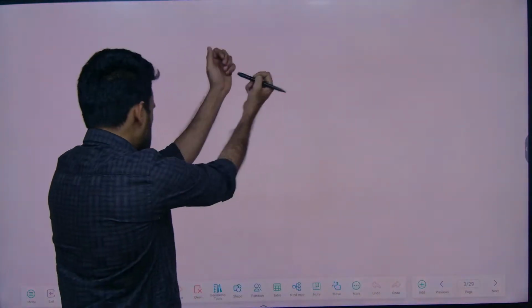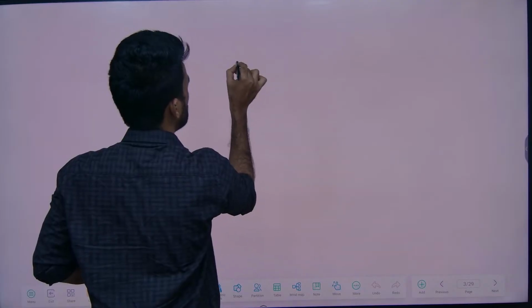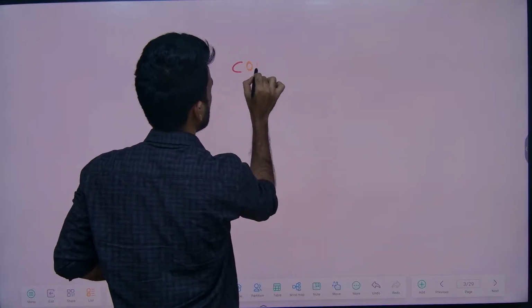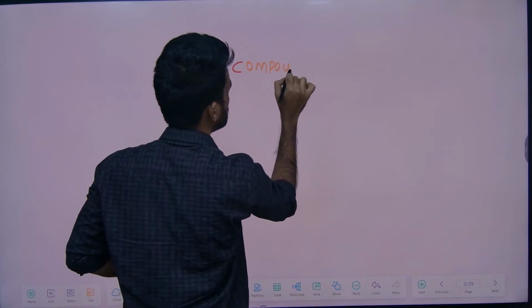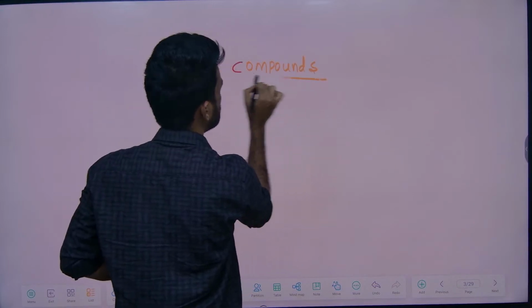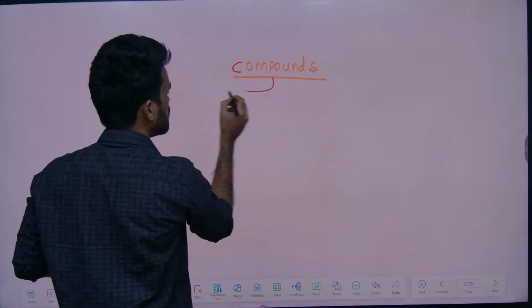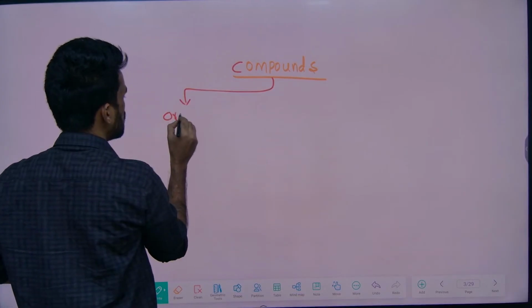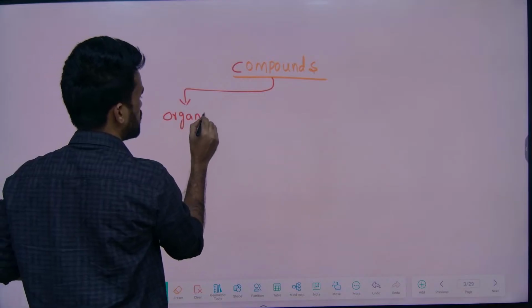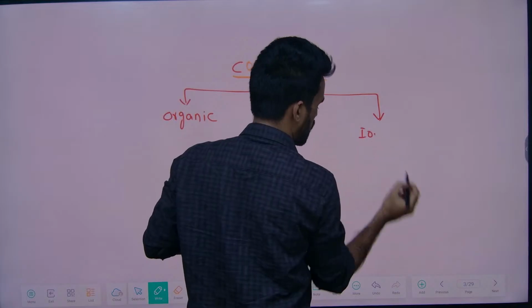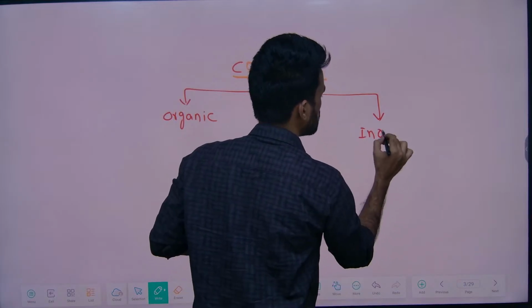So the first thing here is chemical compounds. Any chemical compound that you consider can be classified in two ways: one is organic compounds and the other is inorganic compounds. How do we say a compound is organic or inorganic? It is very simple.